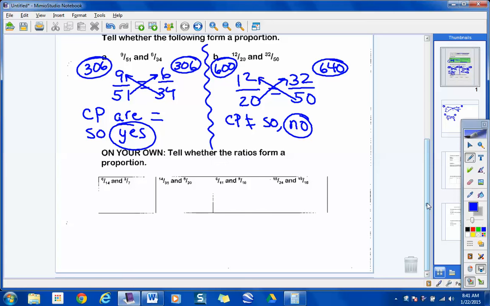Guys, if you don't like the way I've written them in there, rewrite them and then do your cross products.